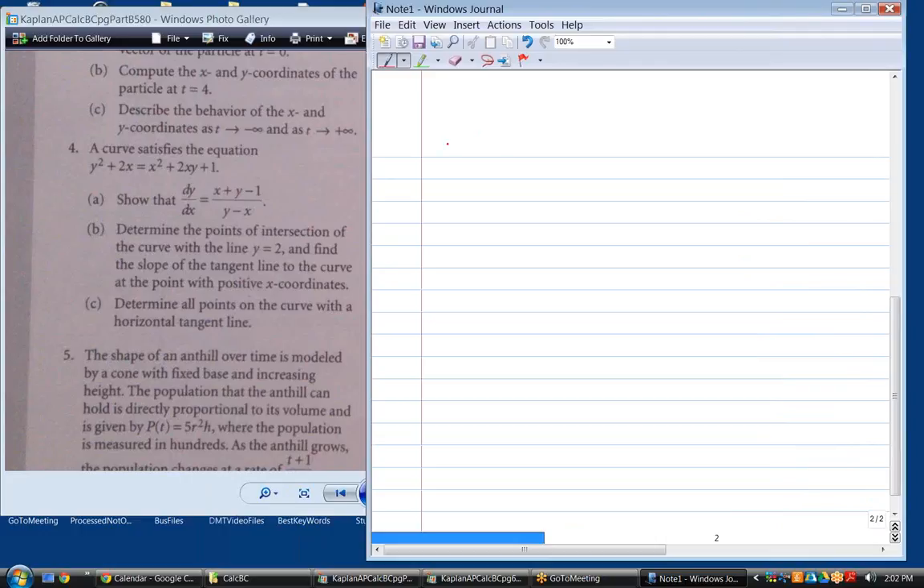So we're looking to where dy/dx is equal to 0. So 0 equals (x plus y minus 1) all over (y minus x). Now, normally I would say that the only thing this requires to be equal to 0 is that the numerator is equal to 0. And that's what I've always read and always heard.